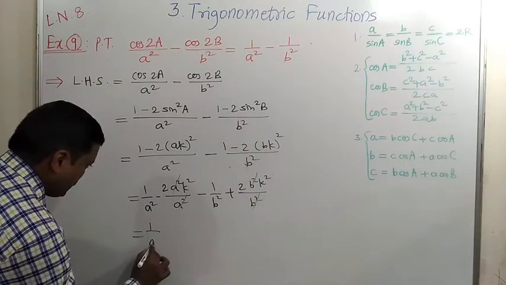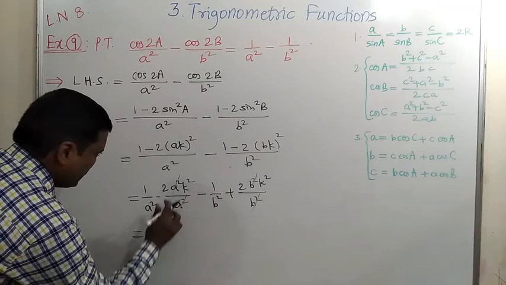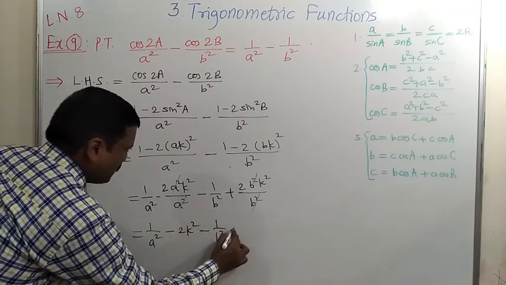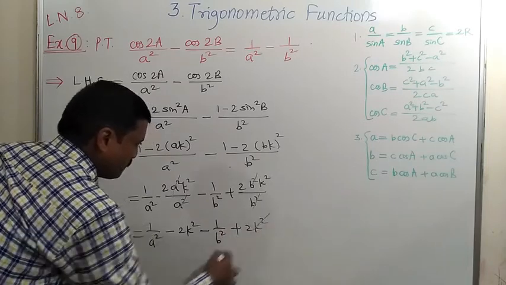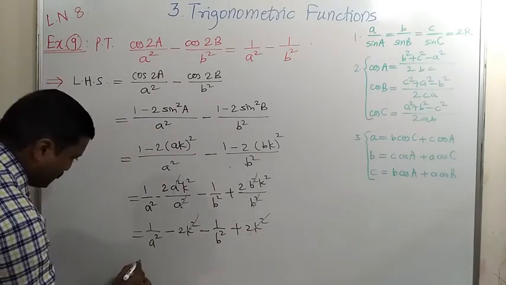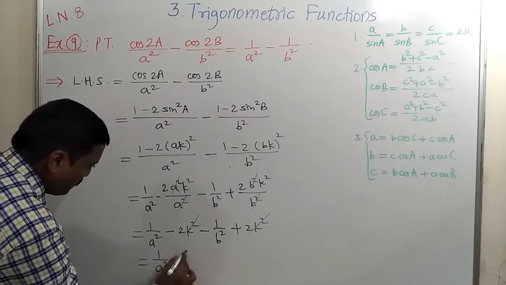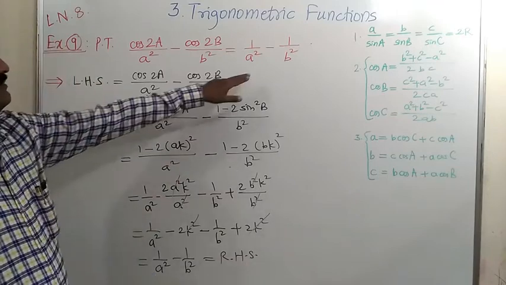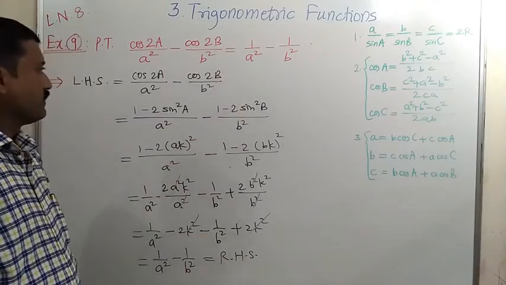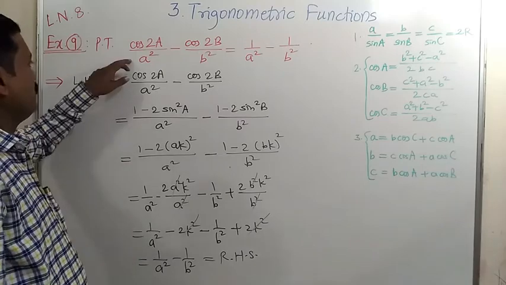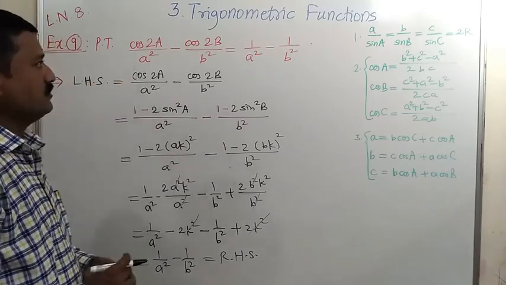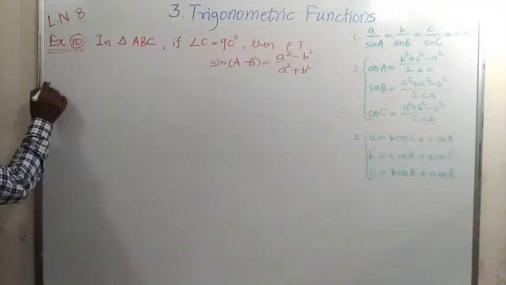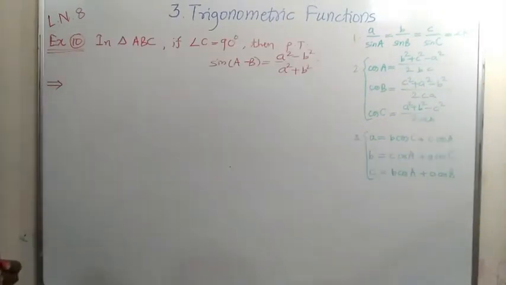So what remains is 1 upon A square minus 2K square minus 1 upon B square plus 2K square. So this minus 2K square plus 2K square gets cancelled. Remains 1 upon A square minus 1 upon B square, and that is nothing but our required RHS. Okay. So this example is based on only the sine rule. Let us see the proof of this.